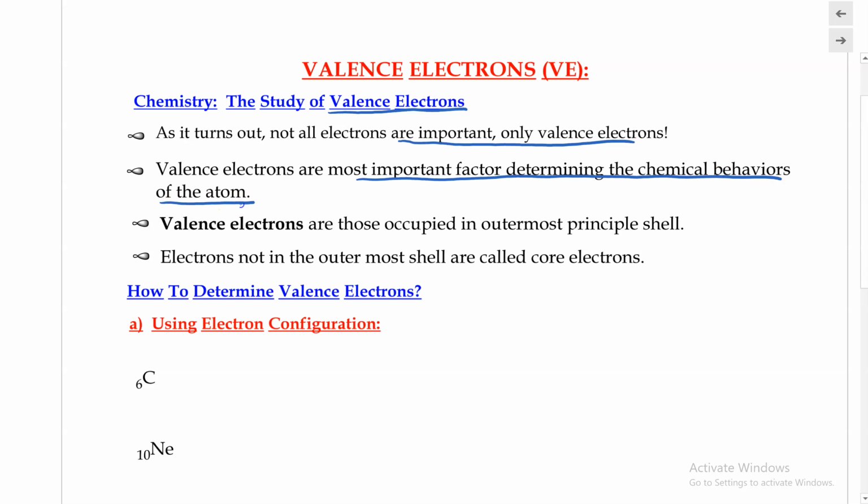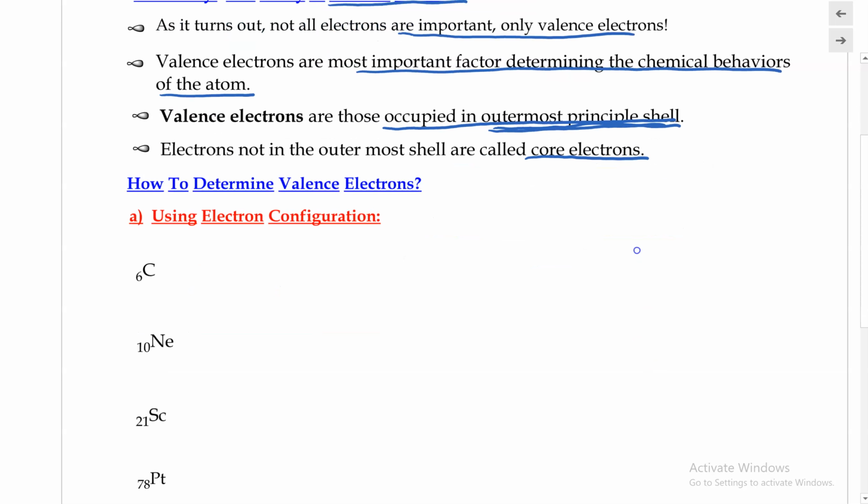So first, what are valence electrons? It's important that we keep the definitions clear before we dig into this any further. Valence electrons, by definition, are the electrons that occupy the outermost principal shell. So there it is, that is the definition of valence electrons: electrons in the outermost principal shell that an atom has. Versus electrons not in the outermost shell are called core electrons.